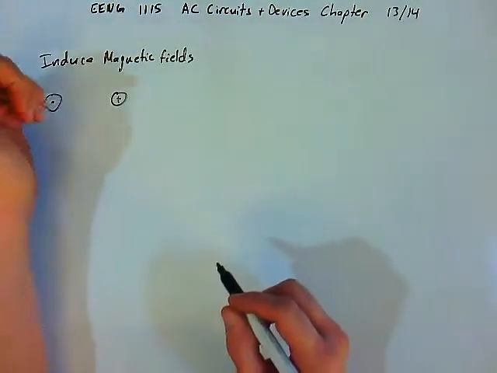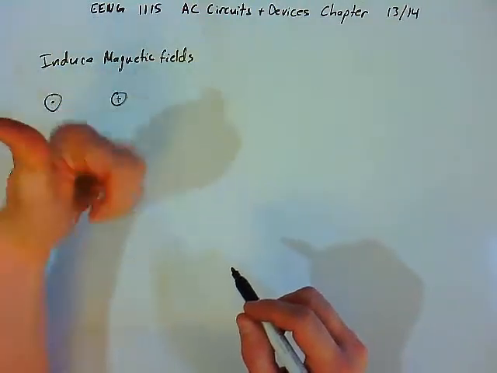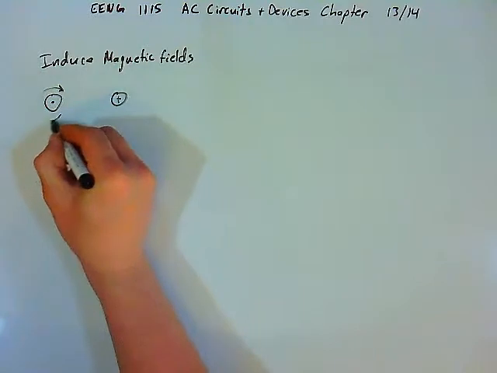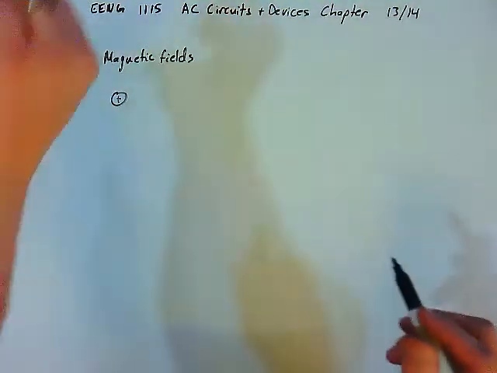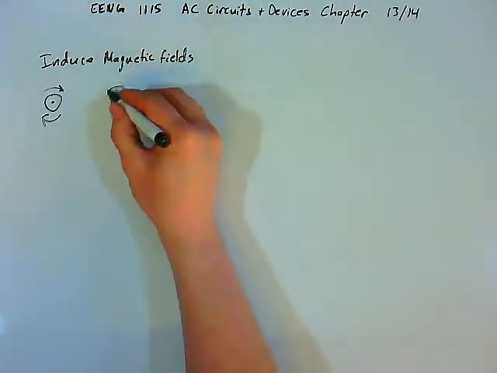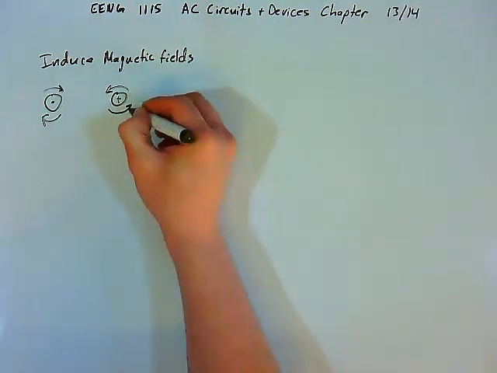And so we use the left-hand rule. If the current is coming out of the page, the magnetic field will be clockwise, this direction. And when the current is into the page, the magnetic field will be counterclockwise, this direction.